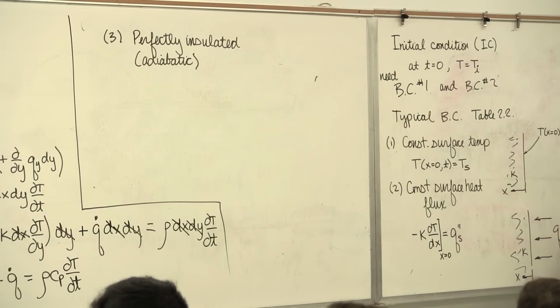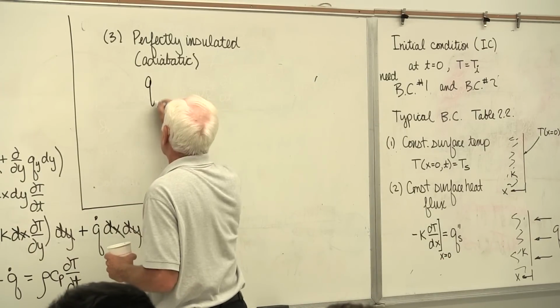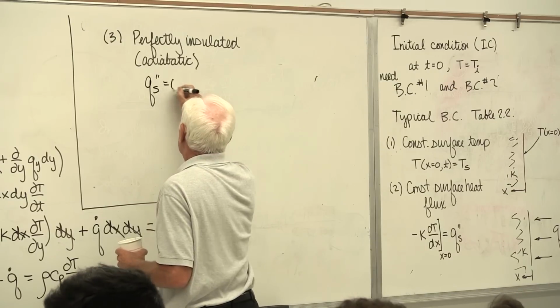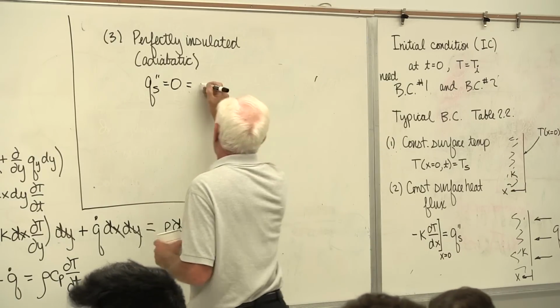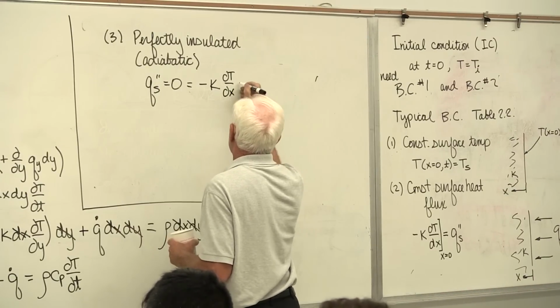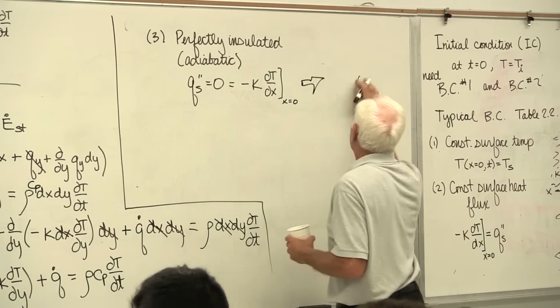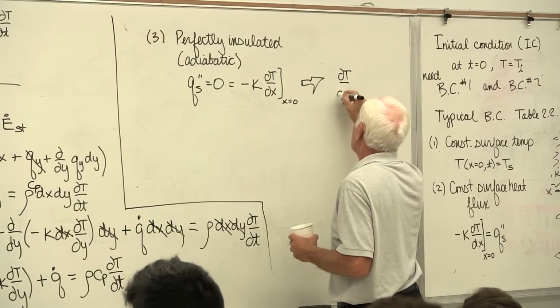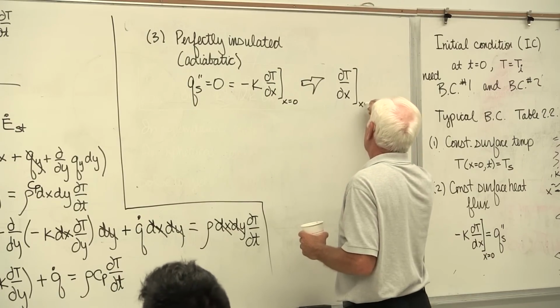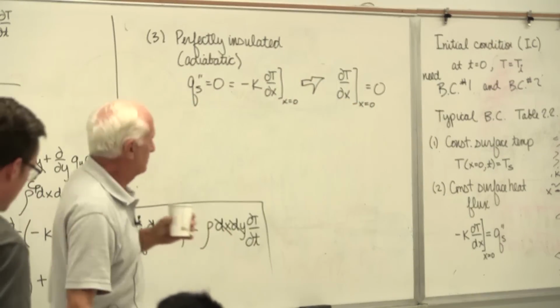Adiabatic. This guy is 0. No heat comes in or goes out. q_s double prime equals 0, which means that minus k dT/dx has to be 0. Which implies that the partial of T with respect to x at x equals 0 must be 0. Okay, that's the one you want. Partial T with respect to x, 0.